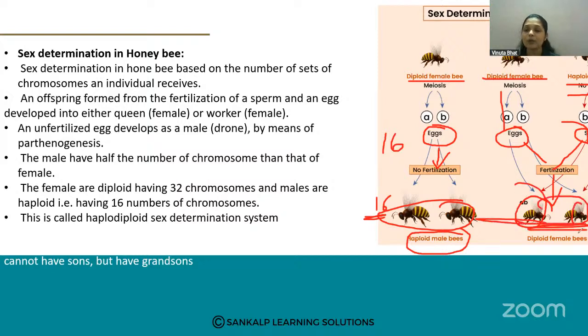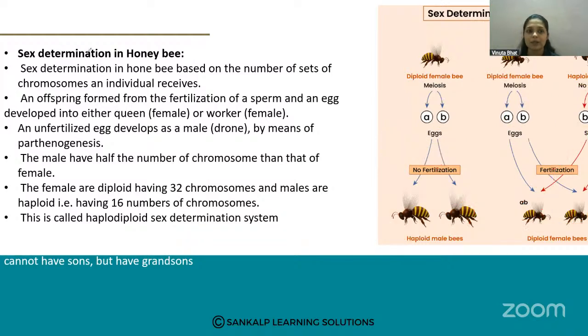So they develop into a female. This type of sex determination is called haplodiploid type of sex determination. Very important for your exam, haplodiploid type of sex determination in honeybees. Here the male honeybees are called drones, and the females may be queen or worker bees.